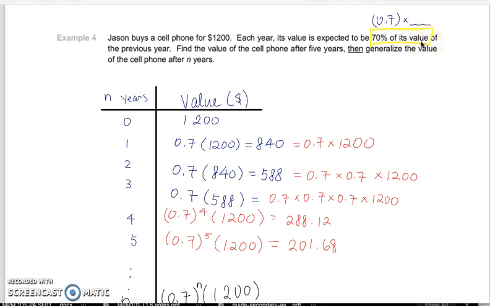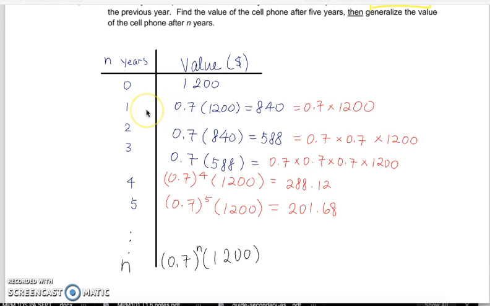Well, the fastest way to find 70% of something is multiply by 0.7. So using a chart, we can use the first column to represent n, the number of years, and the second column, the value of the cell phone in dollars. So in the very beginning, year 0, the value of the phone is $1,200. In year 1, it is 70% of 1,200, so 0.7 times 1,200, and it becomes 840. And then in year 2, you multiply 840 by 0.7, that's 588, and so on and so forth.